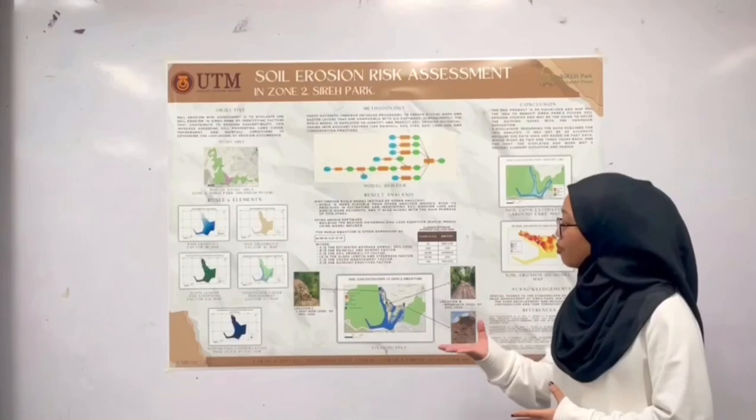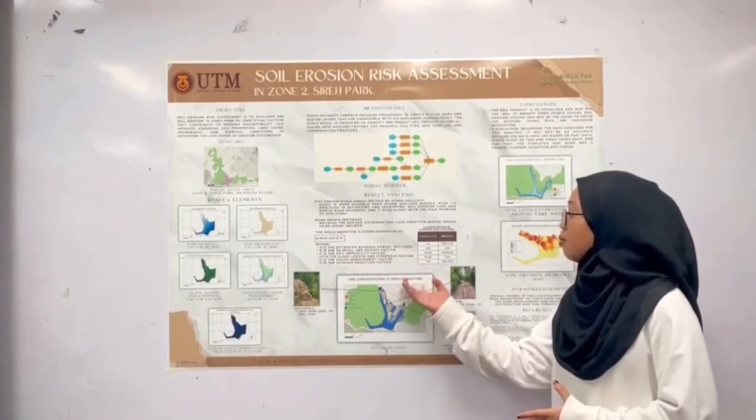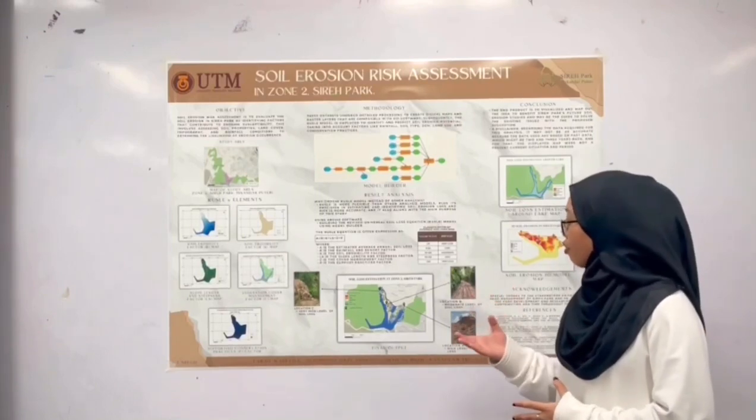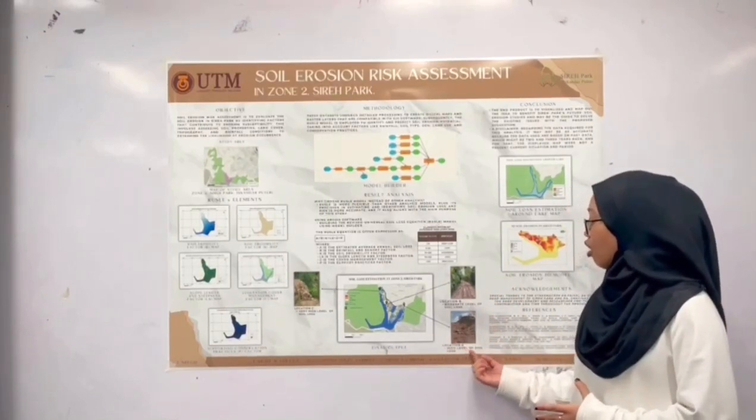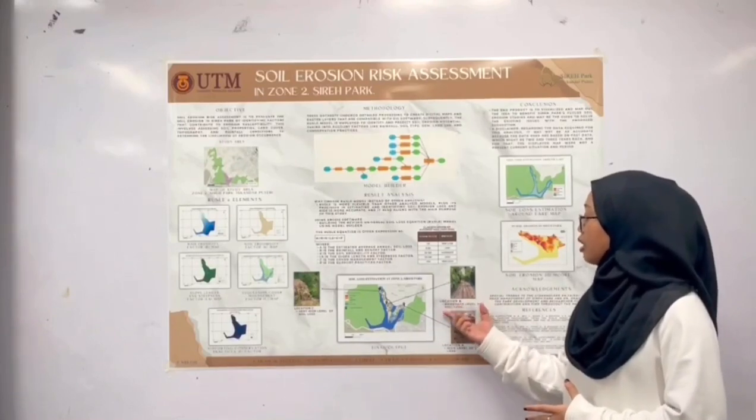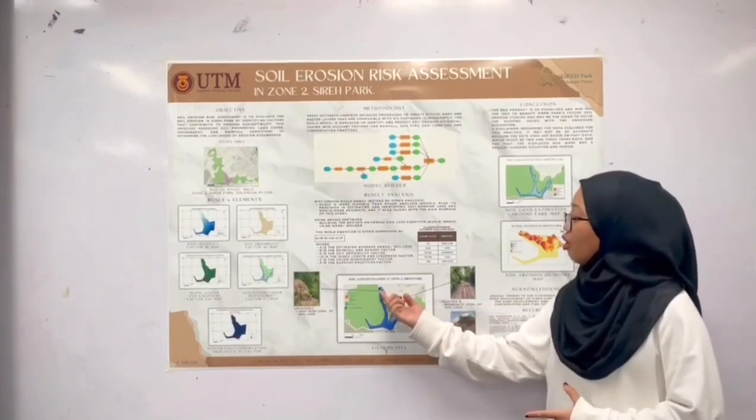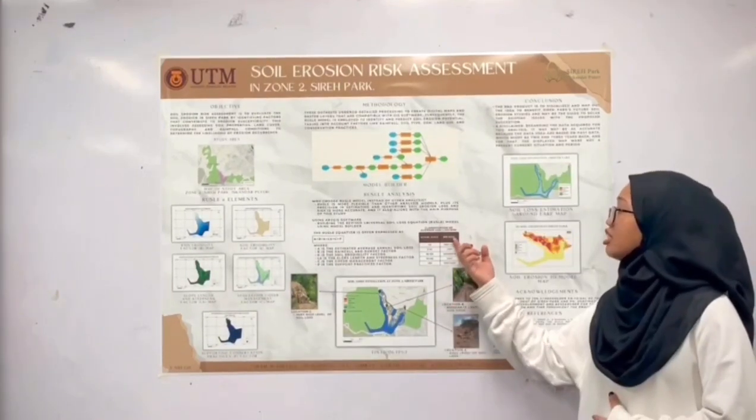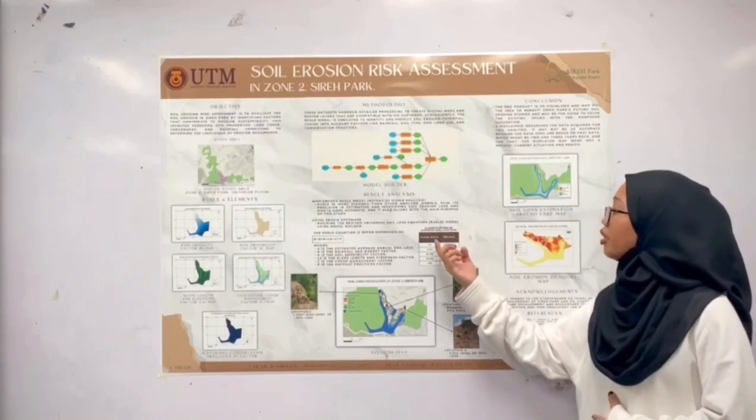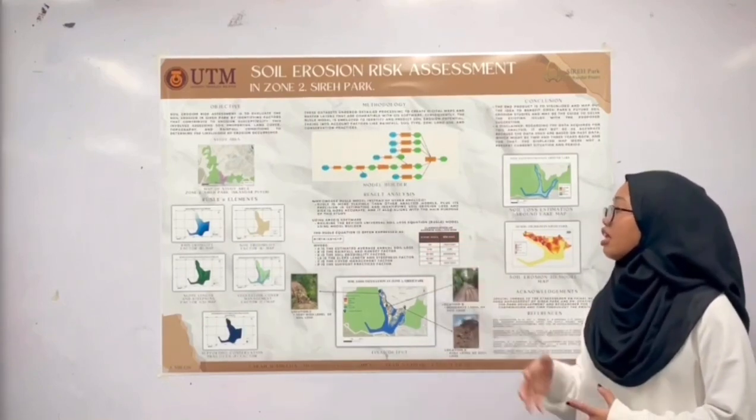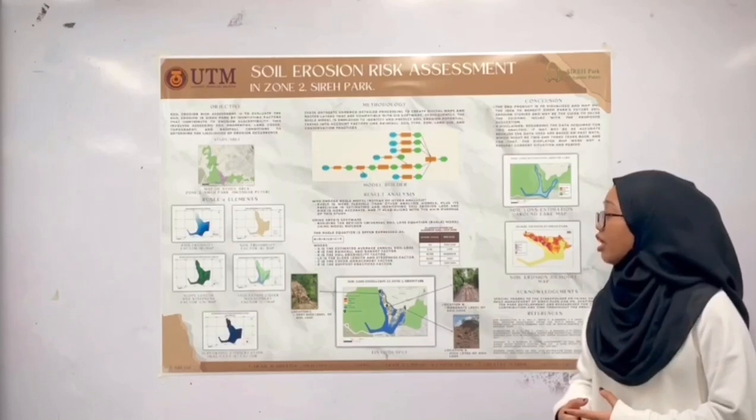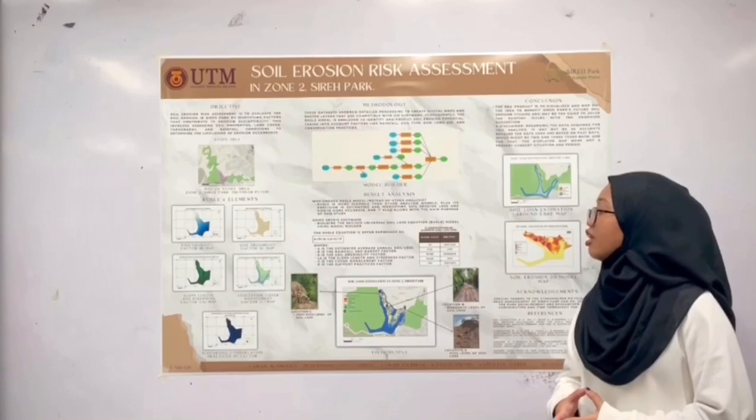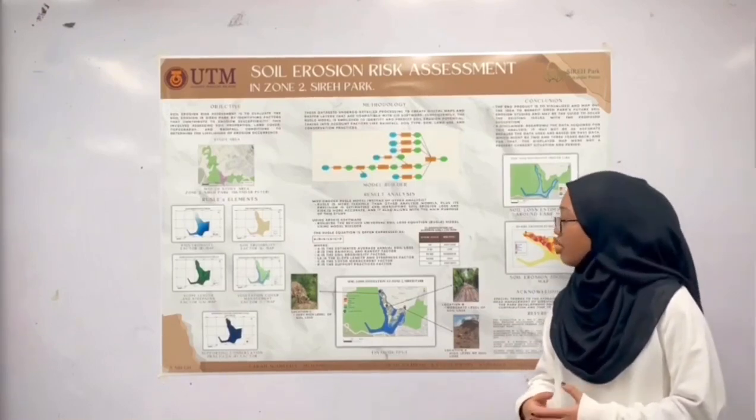As you can see from this final output map, soil loss estimation at zone 2 SIREH Park, we have gone to around 3 locations of the park. We have location A, which has a high level of soil loss, location B, a moderate level of soil loss, and lastly location C, a very high level of soil loss. This is indicated using the classification of average soil loss risk with a numerical range: less than 10 is very low, 11 to 50 is low, 50 to 100 is moderate, 101 to 150 is high, and more than 150 is very high.